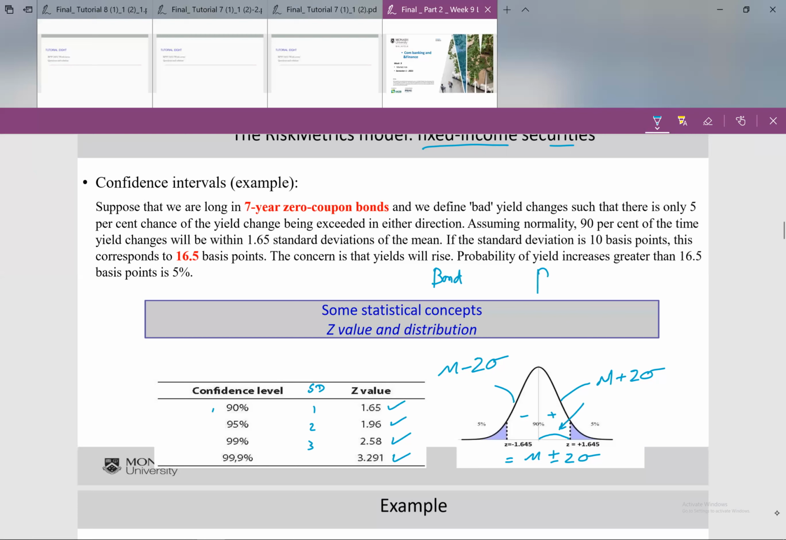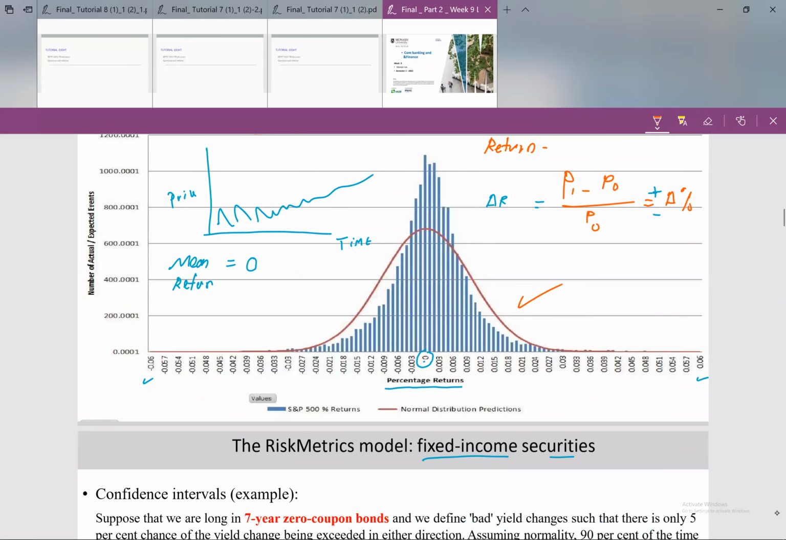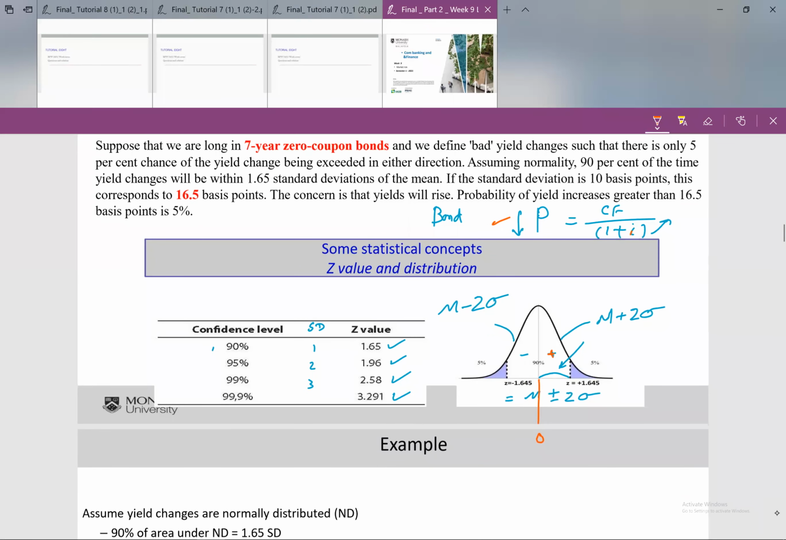And the price of those is actually the cash flow over one plus the yield. Now, if the yield increases, the price will go down. My concern is the price that will go down. So I'm concerned about the yield if it increases, because this is a distribution of the yield, of the return. It's not the distribution of the price. So in this case, if it is a distribution of the yield, I am expecting the mean to be zero, if it is normally distributed, as I showed here for the S&P 500. And therefore, I'm concerned about this area.